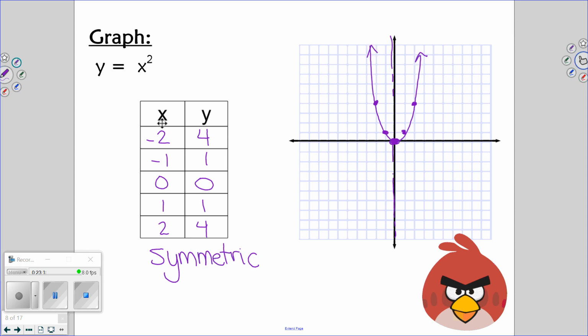So that's what your vertex is. That's the line that's going to make this side the same as this side. So me being a lazy mathematician, as you all know that I am, this is a lot of work. I don't want to do all that. As long as I know where my vertex is, because that way I know it's the same on each side.